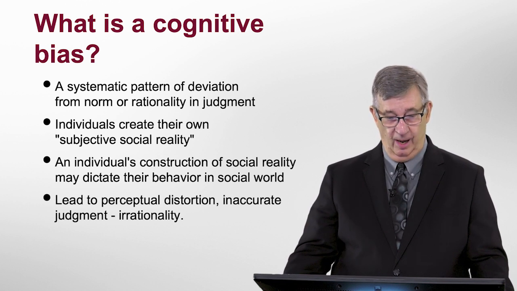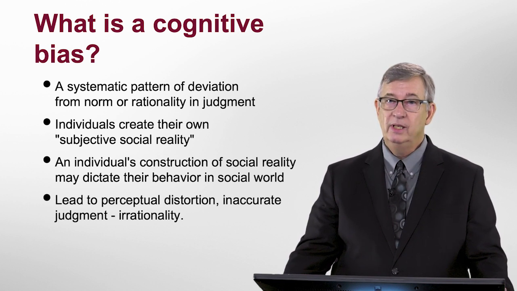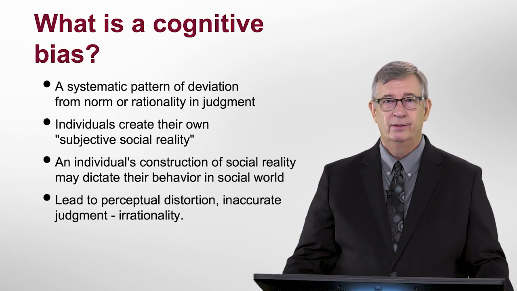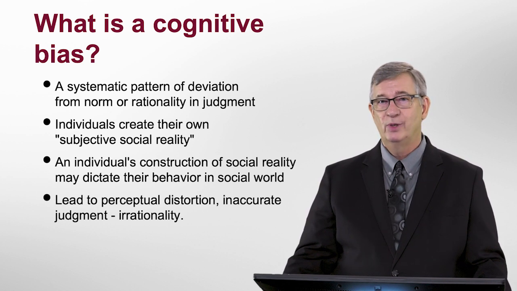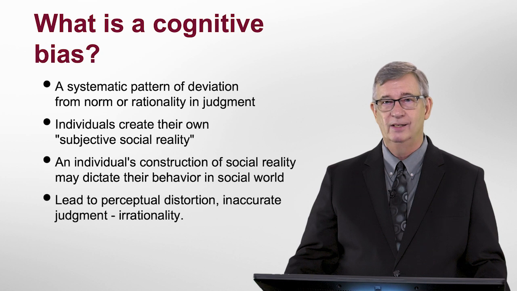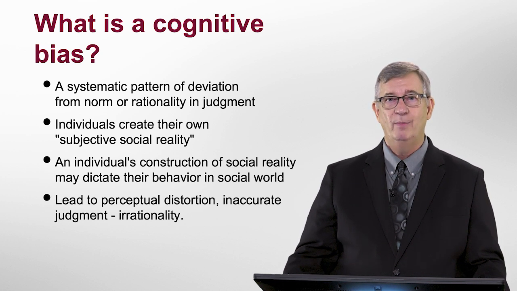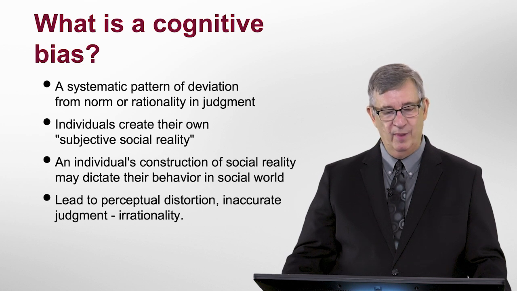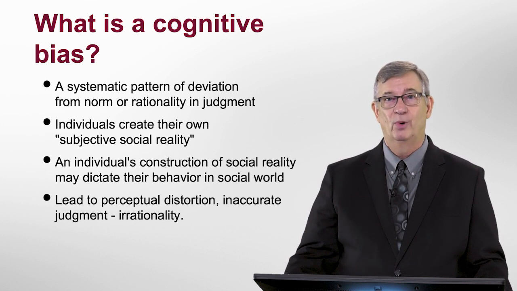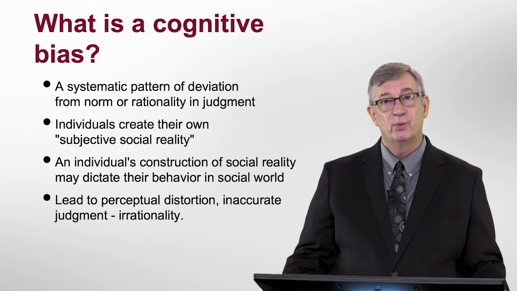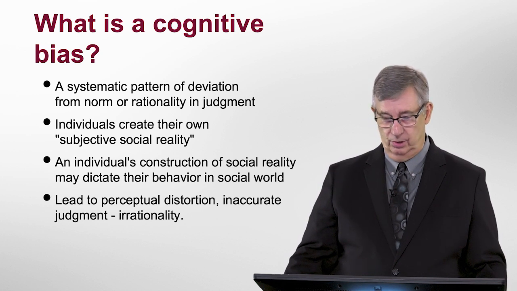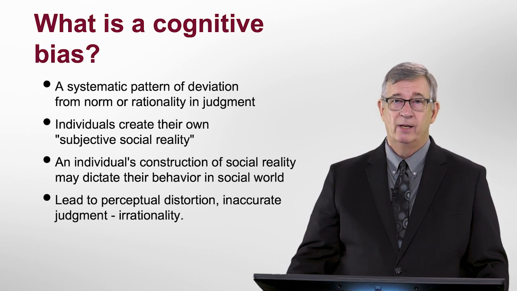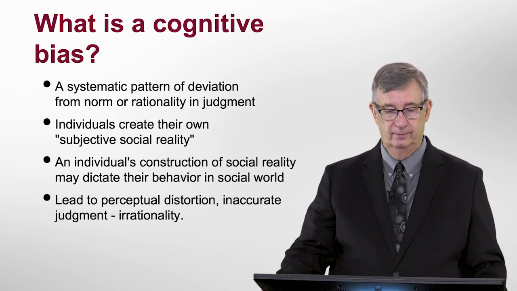So what is this thing I'm calling a cognitive bias? It's really a systematic pattern where you're not so rational. And we like to think of ourselves as very rational, but sometimes we create our own rationality and basically describe that as the way the world is. We may construct that view of rationality and build our worlds around it without even realizing that there are other alternative ways to be viewing things. So cognitive biases lead to distortion, inaccurate judgment, and what in general we call irrationality.